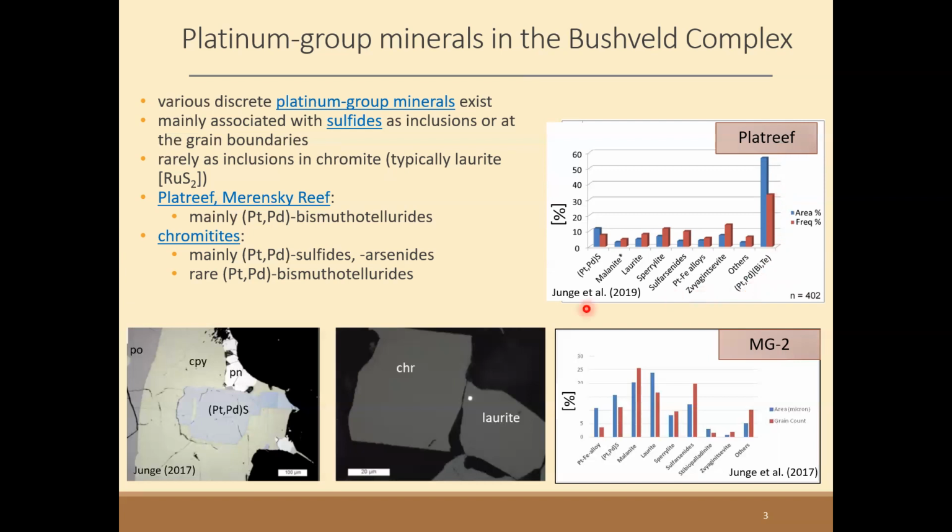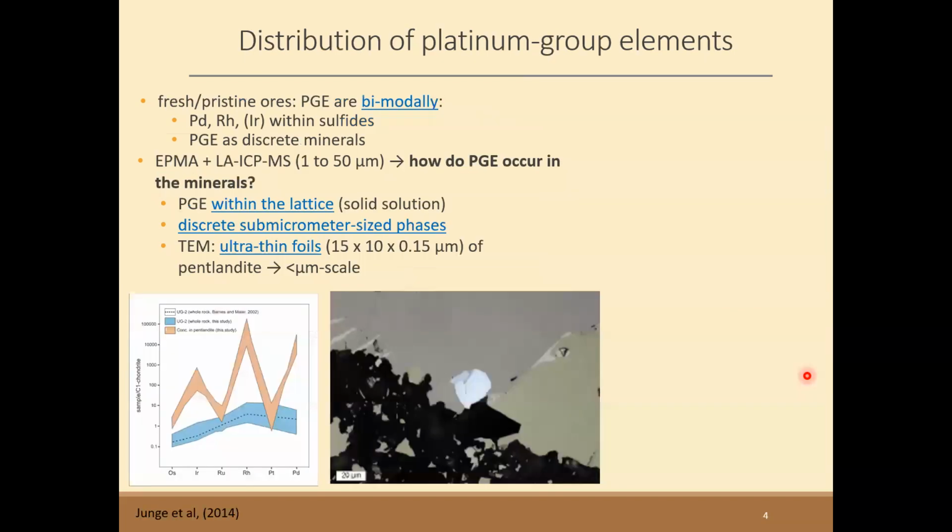But when you look at the chromitites, and this is one example from the MG2 chromitite, you can see that you hardly find any of these PGE bismutotellurides. These chromitites are mainly dominated by PGE sulfides, PGE arsenides, and so on. So it seems that there are also some differences in the PGE mineralogy between these different ore horizons.